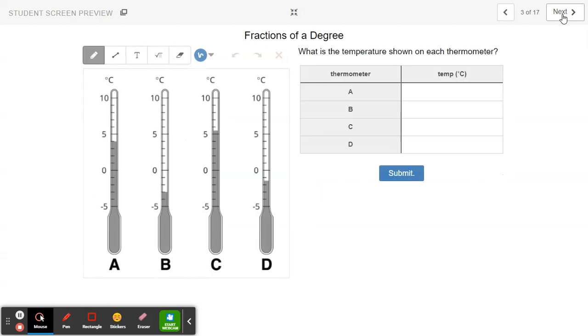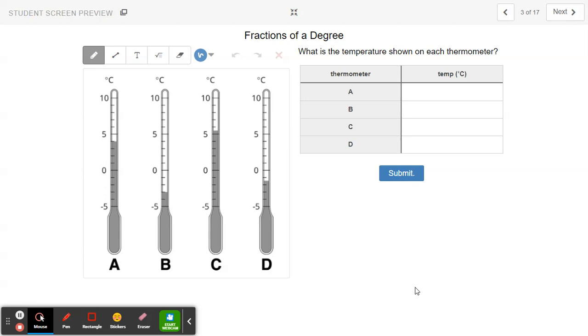All right, so now let's look at these. We're being asked to do the same thing, except we're really just reading the temperature for each thermometer. So I want you to try first. Go ahead, fill in these boxes on your own.